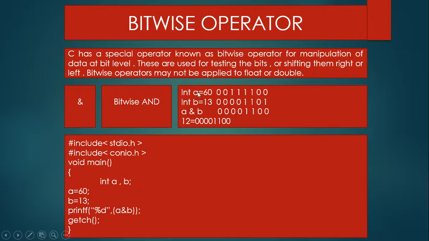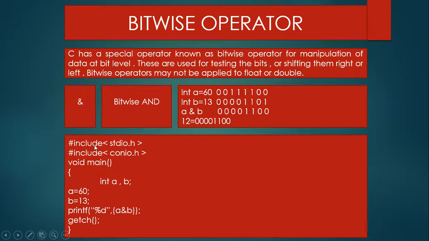Means if we simply use the bitwise AND operator with the a variable and b variable, this produces the result 12. You simply look here. This is the practical demonstration of the bitwise operator.